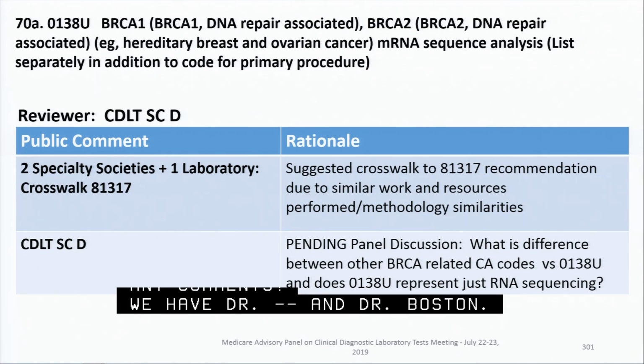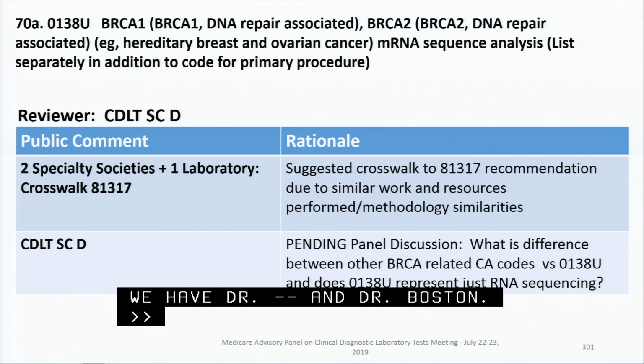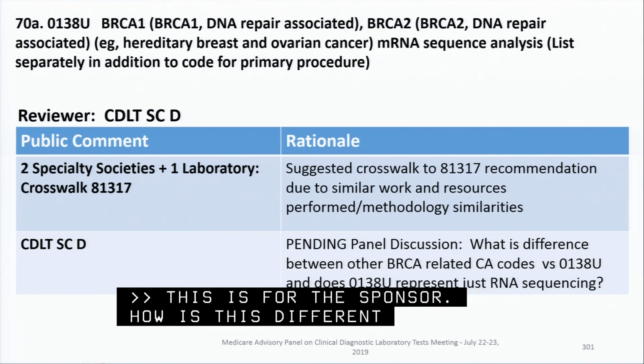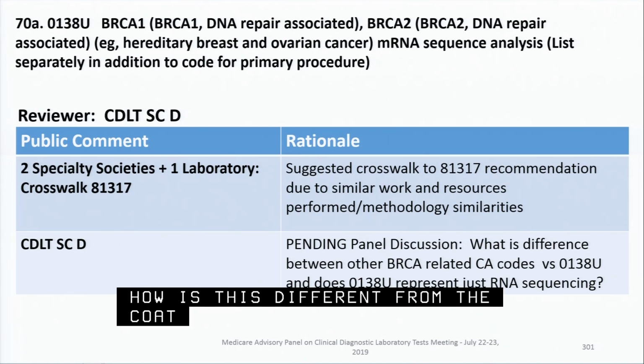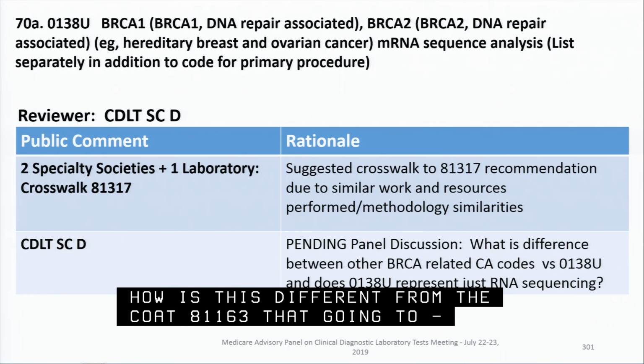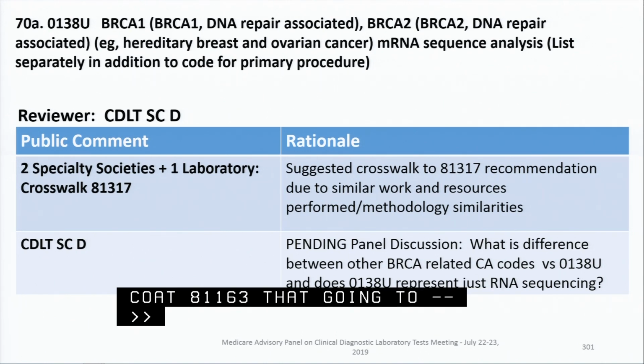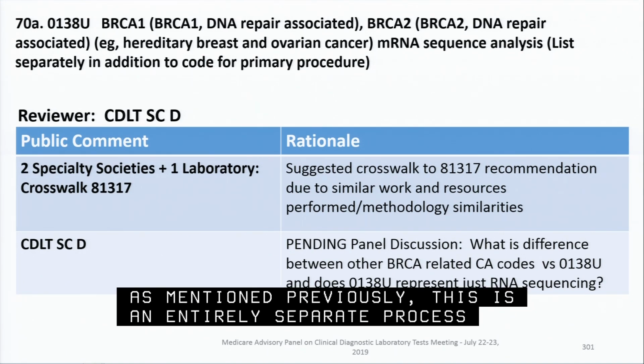I guess this is for the sponsor. How is this different from the code 81163, BRCA 1 and 2 gene full sequences analysis? Certainly, the 81163 is a genomic sequencing procedure generally representing the DNA analysis portion of this. As mentioned previously, this is an entirely separate process that is basically identical to that, but analyzing the RNA portion. Right.